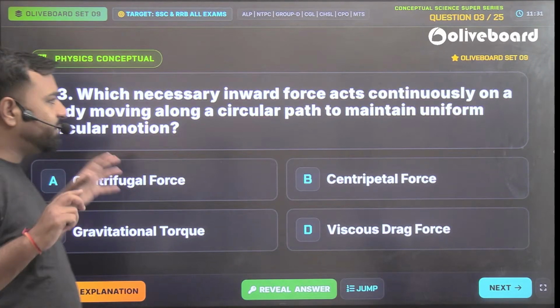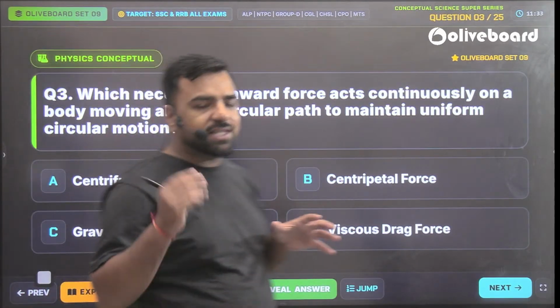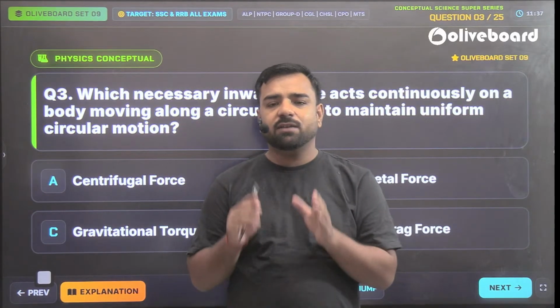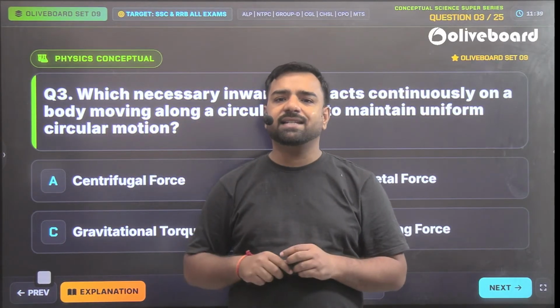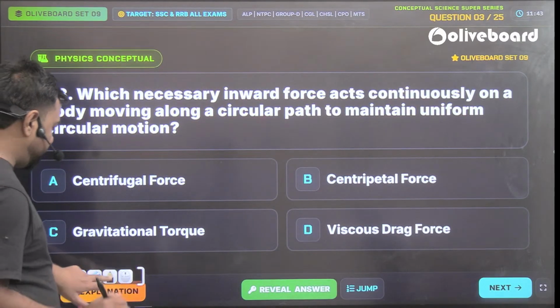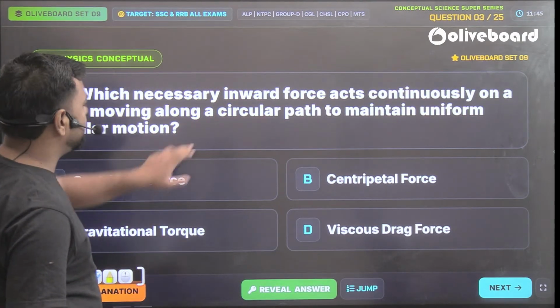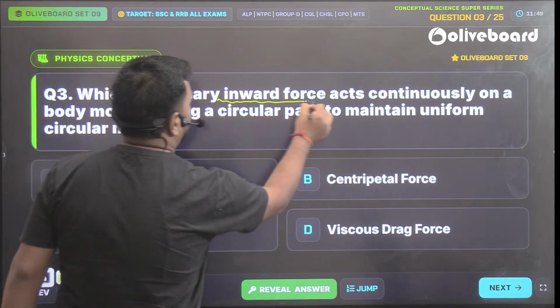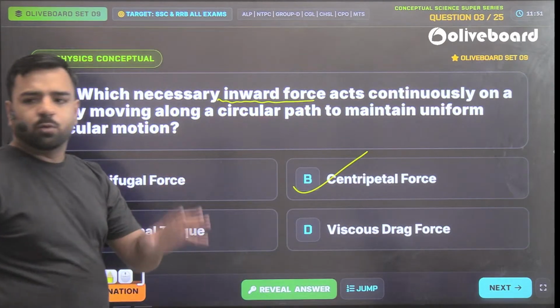Whenever we are talking about the force which is acting inwards, that force is centripetal force. But if a force is acting outwards, that is centrifugal force. I need to write a few important things here. Obviously, the correct answer is centripetal force since it is talking about the inward force. So the answer is B, no doubt about it.